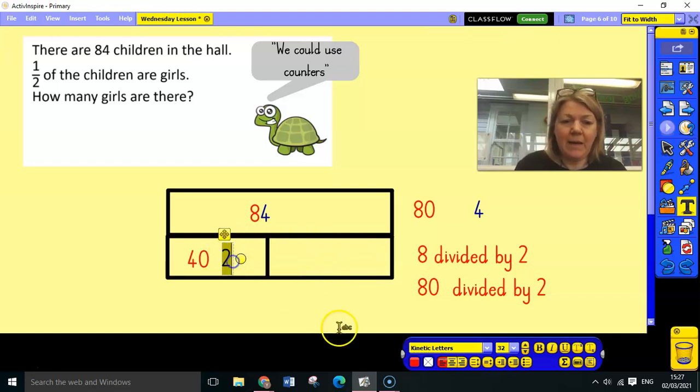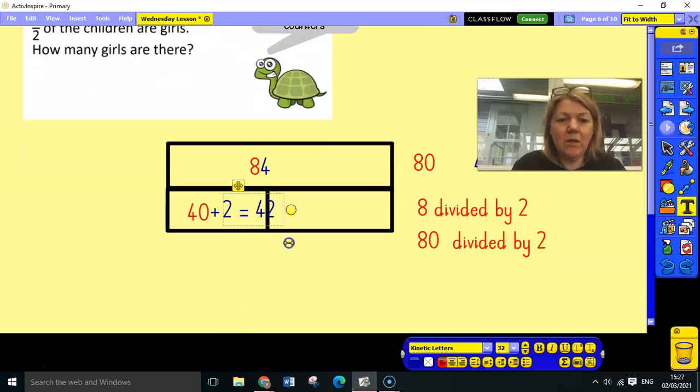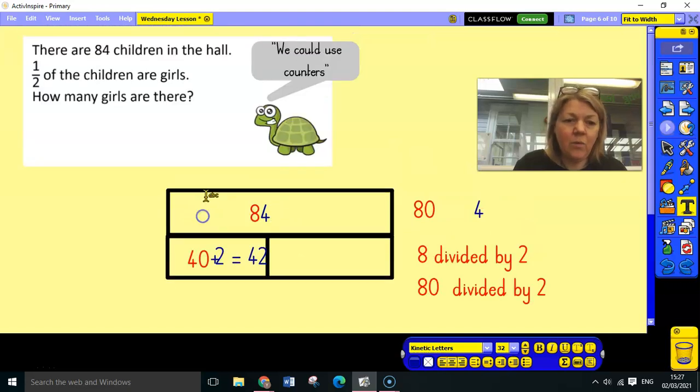I'm going to make that blue. Okay, so if I put those 2 parts back together, if I add them back together, I've got 40 add 2, which is equal to 42. So this part, let's move these along a bit, is 42. This one's got to be equal, so this one's also got to be 42. So how many girls are there?